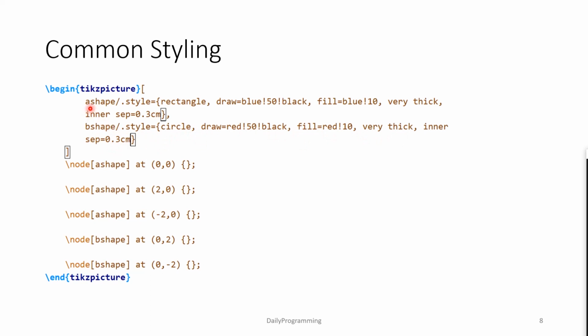Now we can use this A shape and B shape styling for the node. For example, \node A shape. This node will have all the stylings of this style. For example, this \node B shape, this node will have all these stylings: circle, red color and this. This styling is applied to each node. This node has A shape style applied. This node has A shape style applied. This node has B shape style applied.